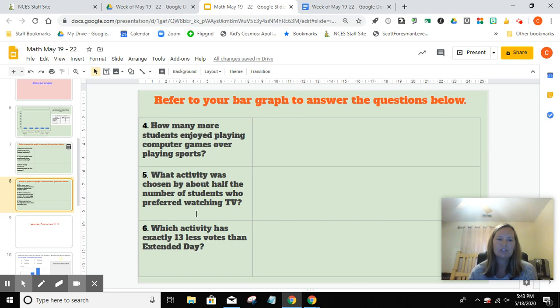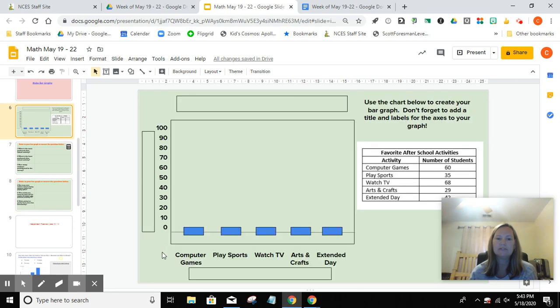What activity was chosen by about half the number of students who preferred watching TV? Tricky question. Make sure you read it carefully so you understand it. And which activity has exactly 13 less votes than extended day? So make sure that you're using the information that you have here on this chart to answer those questions. Okay, so all three of these will go together.